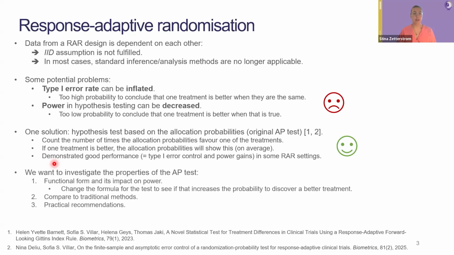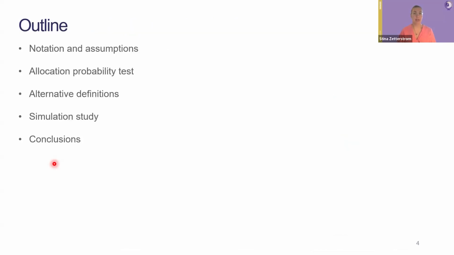And in this work, we want to further investigate the properties of the AP test. So first, we want to try to change the formula of the test statistic to see if that increases the power or the probability to discover a better treatment. We want to compare it to traditional methods, and we want to make some practical recommendations. And this is the outline of the rest of the talk. So first I will present the notation and some assumptions, then go through the original probability test and the alternative definitions that we have looked at. I will present some results from a simulation study and finally draw some conclusions.